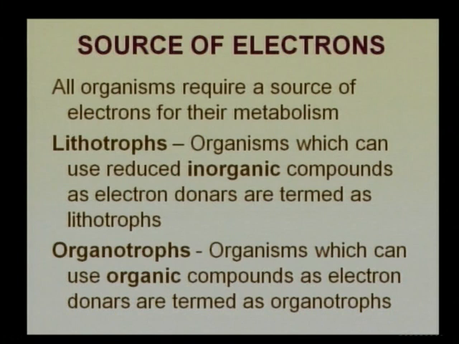Another criterion for classification of organisms is the source of electrons, meaning the electron donor is very important. Here there are two types. Lithotrophs are organisms which can utilize reduced inorganic compounds as electron donors. Another type is organotrophs, organisms which use organic compounds as electron donors, where the electron supply comes from organic material. So litho and organo are the two types on the basis of electron donors, and photo and chemo are the two types on the basis of energy requirement.